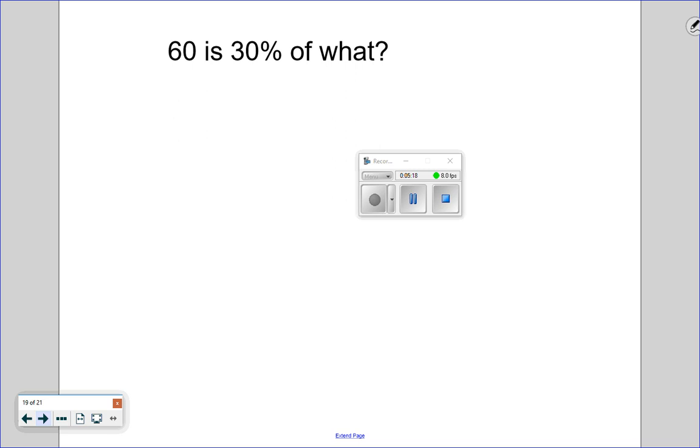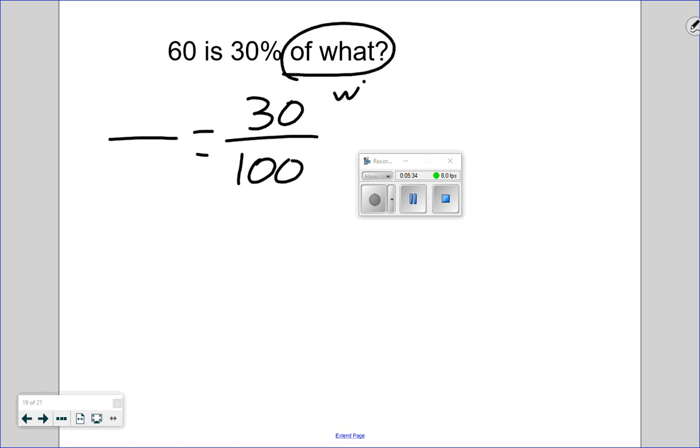Okay, here's another one. 60 is 30% of what? Start by setting up a proportion. Something's going to go over 100. In this case, my percent is 30, so that's what goes on top of the 100. The part over whole, I look for the word of. That's my whole. In this case, I don't know it. It's asking us of what, so that's my unknown. That's what goes on the bottom. X is my unknown. 60 goes on the top. So what I'm looking for is 60 out of what equals 30%.